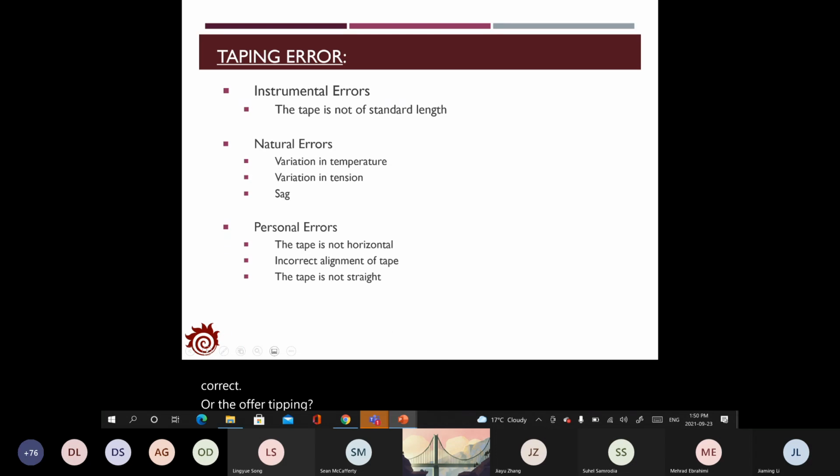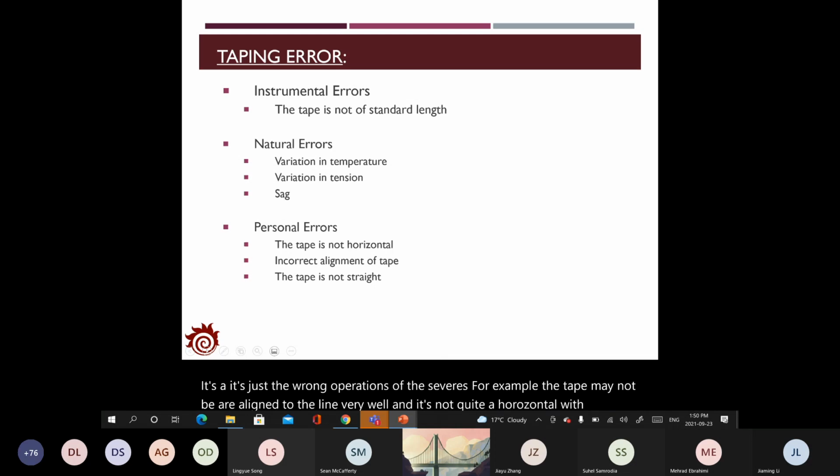And the last one would be the personal error. That is not an issue of the tape, it's just the wrong operation by the surveyors. For example, the tape might not be aligned to the line very well, and it's not quite horizontal. With that, you will have the wrong measurement of the distance. And also, if the tape is not straight, then the reading from the tape will be too long.